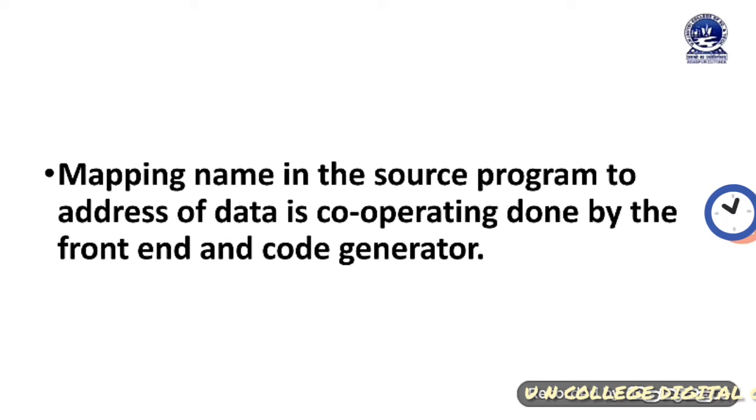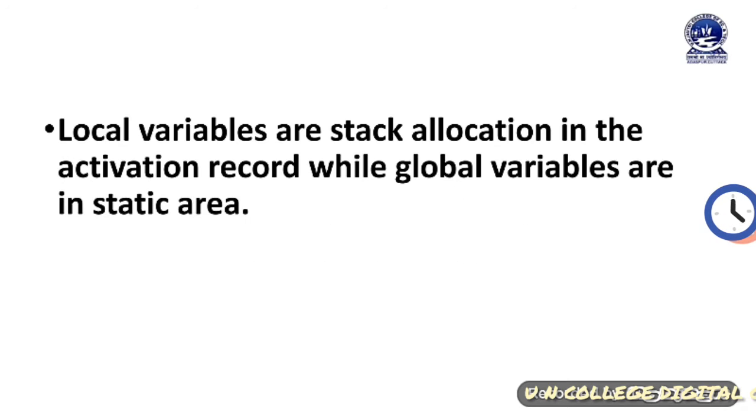For example, suppose in the program you have used int A, B, C. A, B, C are the names given by you as a programmer. But during the code generation, the system has to understand what is the address of A, what is the address of B and what is the address of C. It means that the addresses must be mapped with the names, that is A, B, C. It is one important job, the mapping, which is done during code generation.